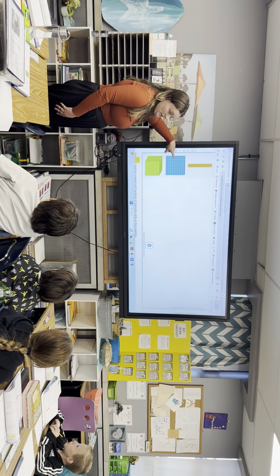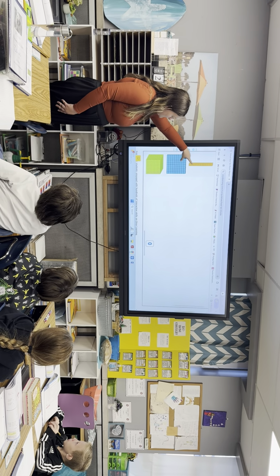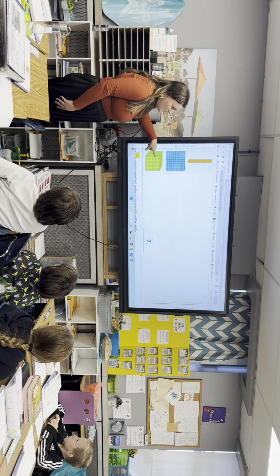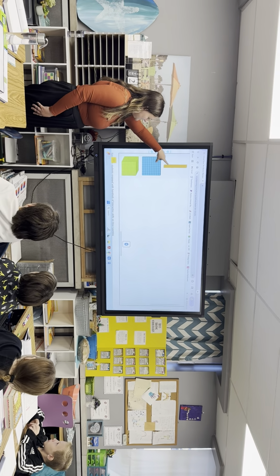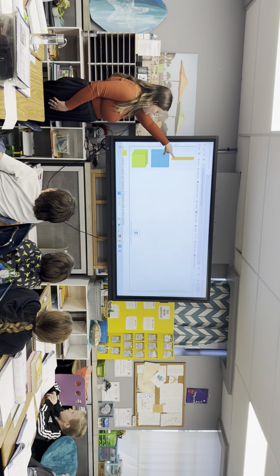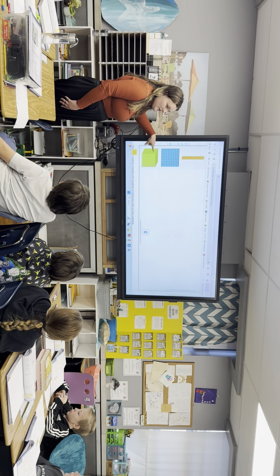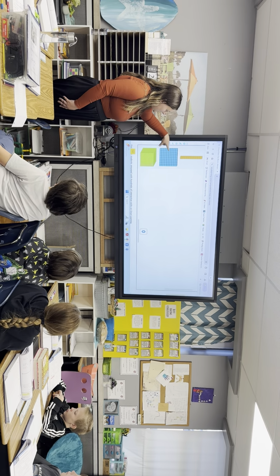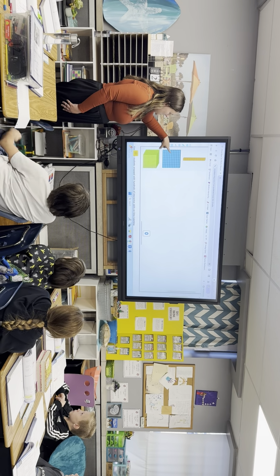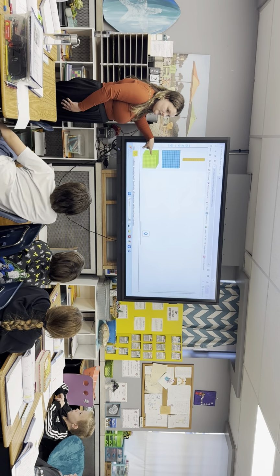This is 100, okay? And then how many of these are going to fit in here? No, 1,000. How many 10s? 100. You're going to be able to get 100 10s into 1,000, okay? How many of these are going to fit in here? 10. You're going to be able to get 10 hundreds into 1,000, okay?